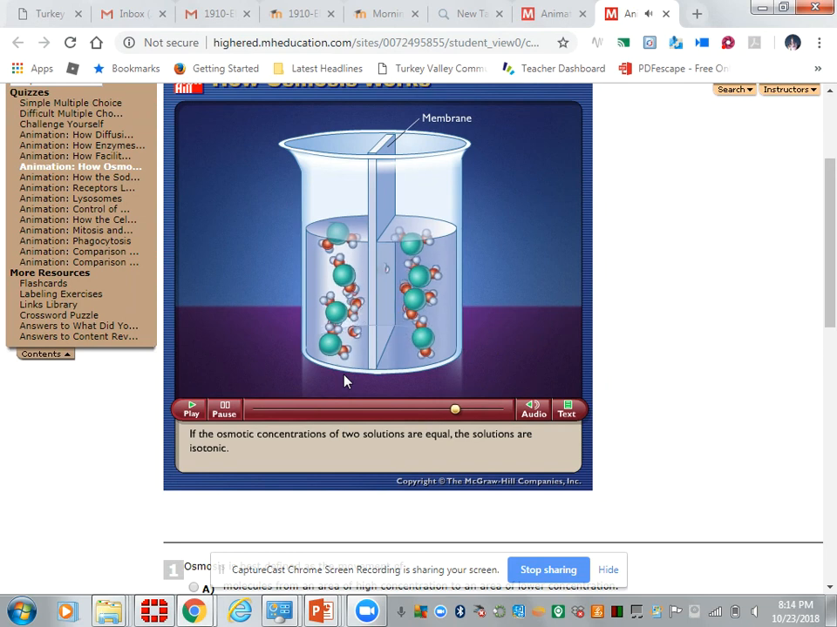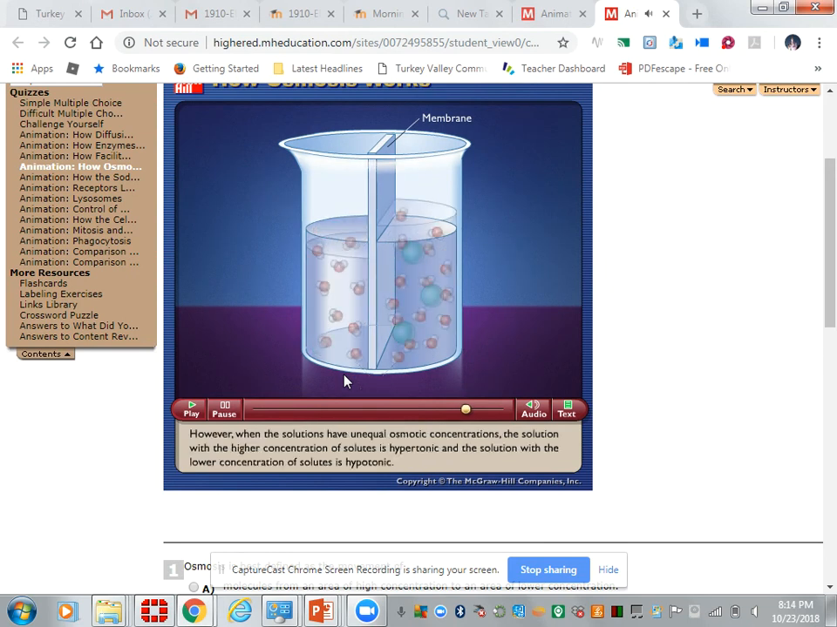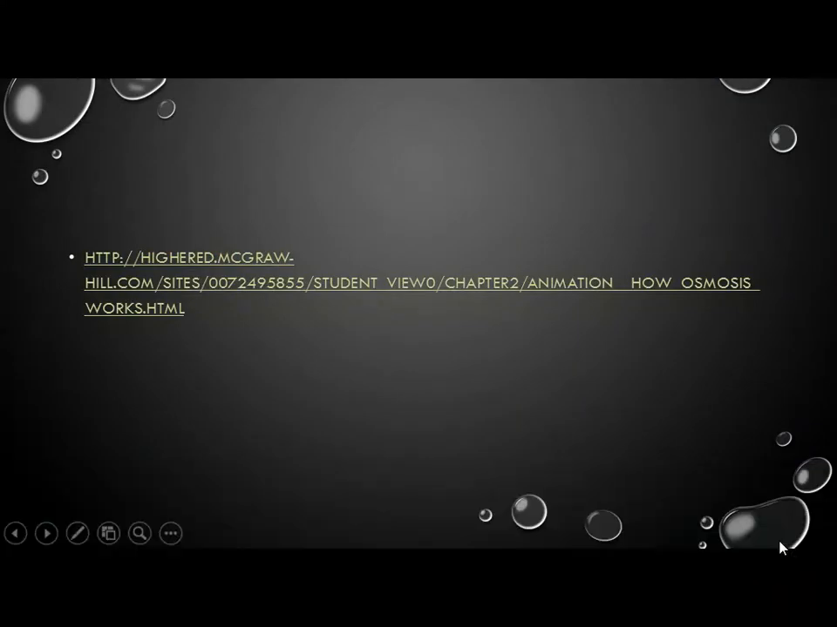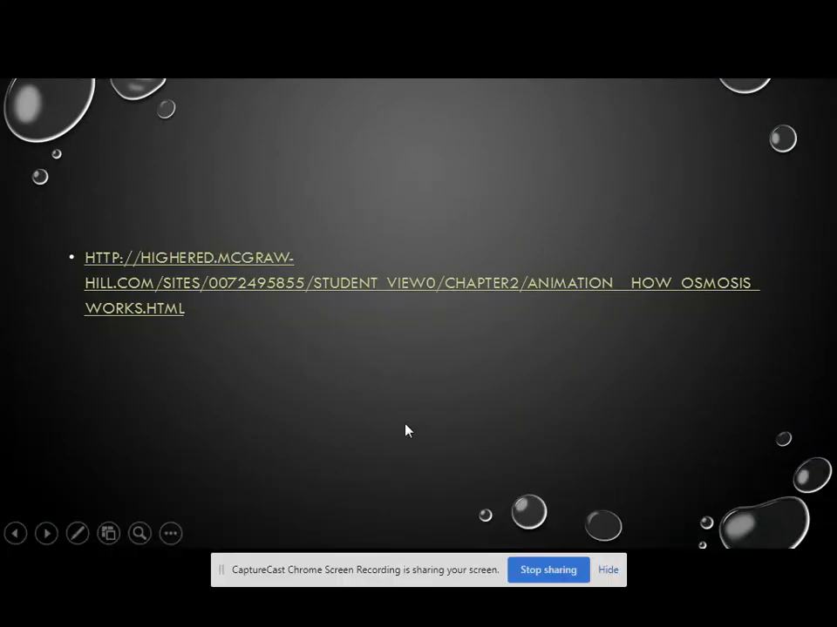If the osmotic concentrations are isotonic, then we're not going to have any net movement. However, when the solutions have unequal osmotic concentrations, the solution with higher concentration of solutes is hypertonic, and the solution with lower concentration is hypotonic. So just a little vocab, kind of going back with that little lesson.